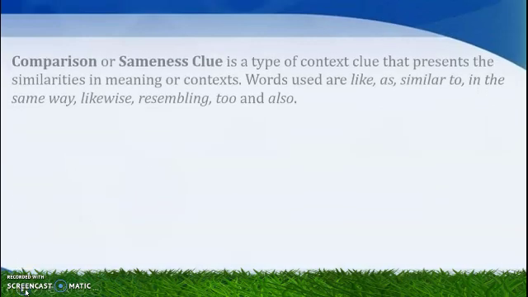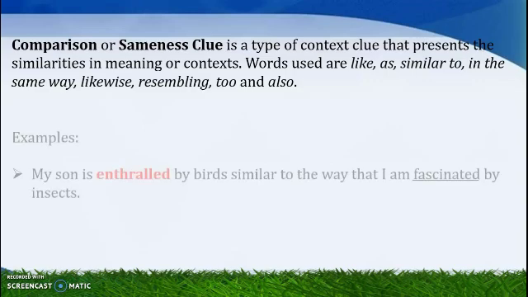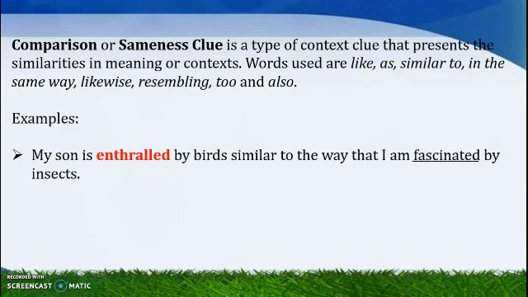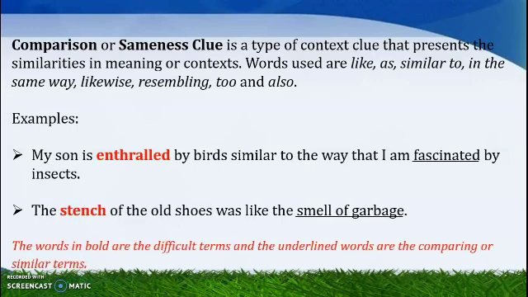Another type of context clue is the comparison or sameness clue. It is a type of context clue that presents the similarities in meaning or context. Words used are like, as, similar to, in the same way, likewise, resembling, to, and also. Let's have examples. My son is enthralled by birds similar to the way that I am fascinated by insects. The stench of the old shoes was like the smell of garbage.